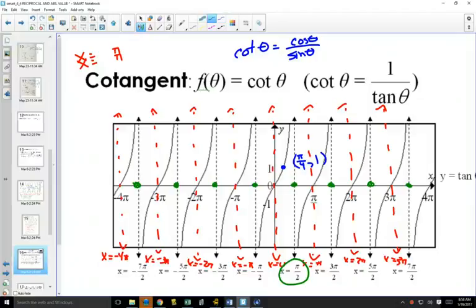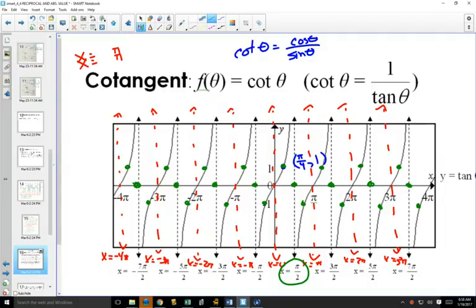And what's going to happen to pi over 4, comma 1 when we do the reciprocal? It's going to stay the same. In fact, everywhere where your graph has a y coordinate of 1, it's going to stay the same. What's the other place that your graph stays the same? At negative 1. So everywhere where we have negative 1, it's going to stay the same.